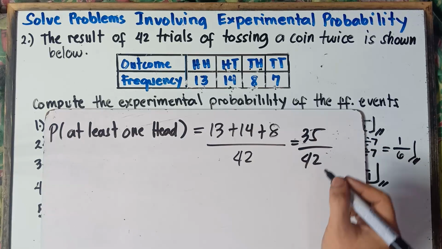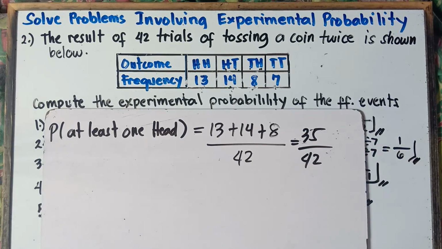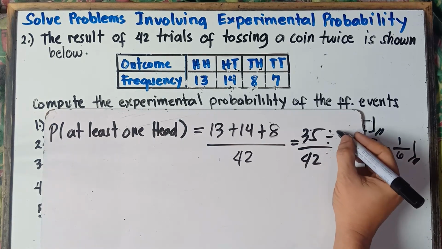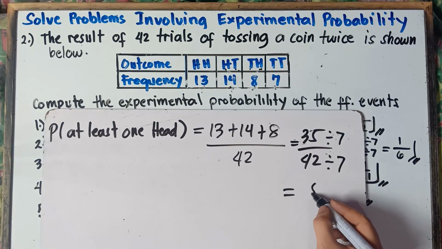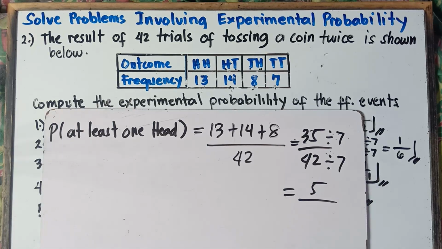Over 42. Can we reduce? Yup, we can divide this one by 7, right? So 35 divided by 7 is 5. 42 divided by 7 is 6. Therefore, class, the answer is 5 over 6. That's it, class. That's the answer, class, with regards to example number 5.